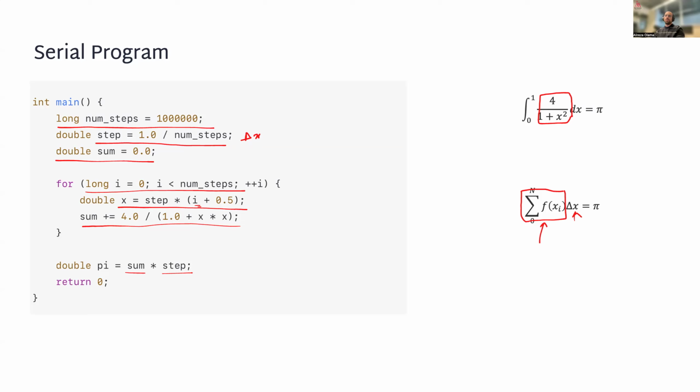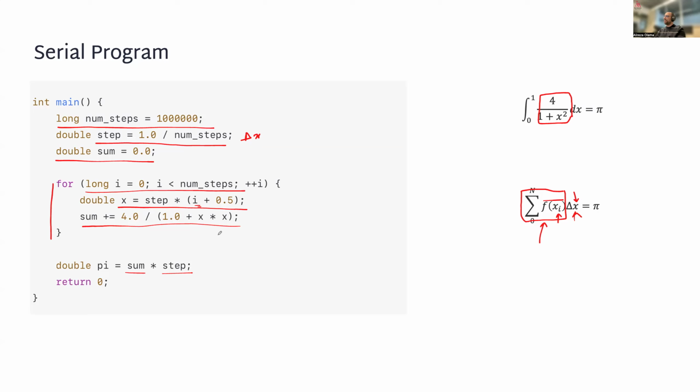Okay, take a moment just to understand. It's quite simple. This is the main computation part. We compute xi, then we compute f of xi. In a loop, we sum them up and finally multiply by delta x. Okay. Well, let's see how we can parallelize it.